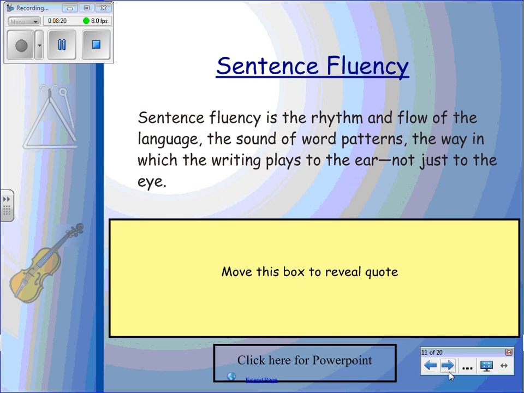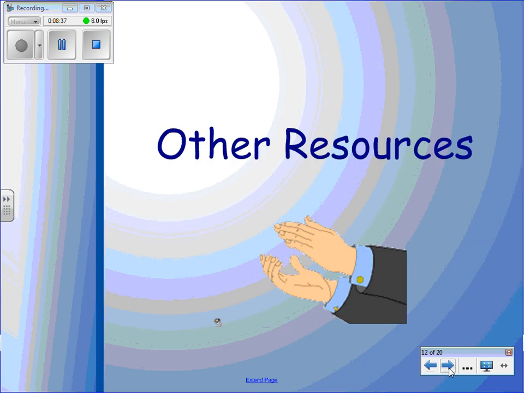Okay? If there's good sentence fluency, you can read a paper out loud, and you're not stopping and starting and not really understanding. It's flowing very well. There's rhythm to it. And that's it. We've talked about all 6 of the writing traits. I've done it in less than 9 minutes.